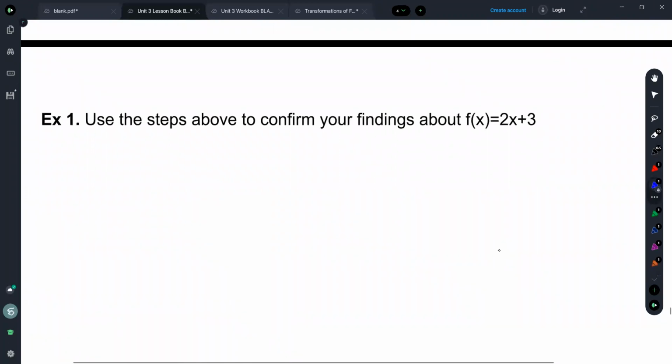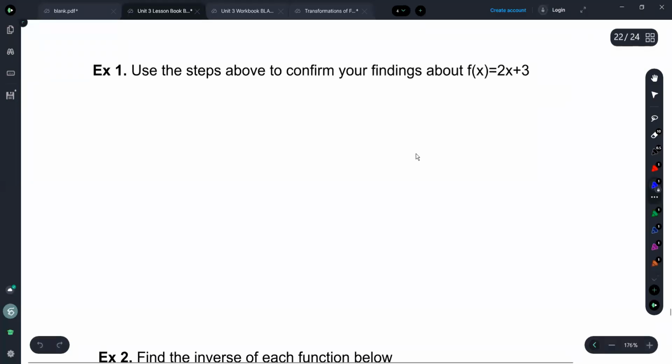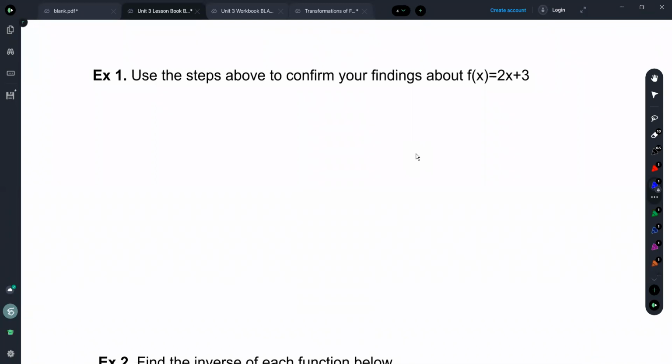Let's go on break, and then we're going to use the steps above to apply them to the function that we just figured out the inverse of. If you guys have cell phones out, those can be stored away now, please.